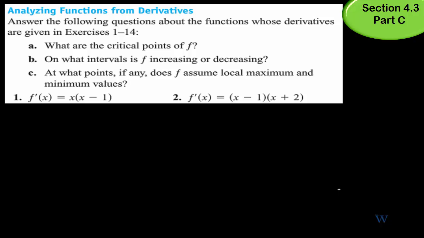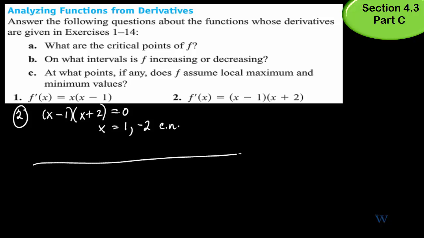Okay, now let's do number 2. Set your derivative, which is already given, so we don't have to take the first derivative, equal to 0. What are the critical numbers? What makes it 0 is when x is equal to 1 and when x is equal to negative 2. These are your critical numbers. Go ahead and subdivide your number line. There are 2 critical numbers, negative 2 and 1, so we subdivide it into 3 sections.